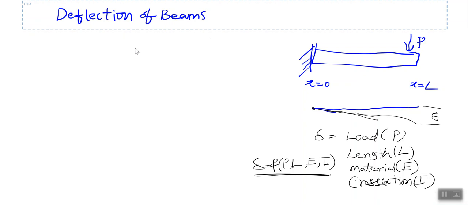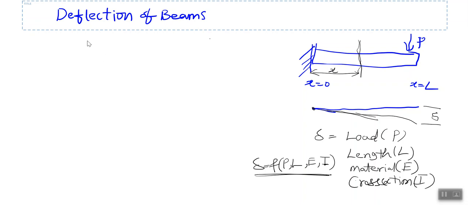So to find out the deflection in the cantilever beam, let us consider any section at a distance x from the fixed end. Now we want to find out the bending moment at this location.